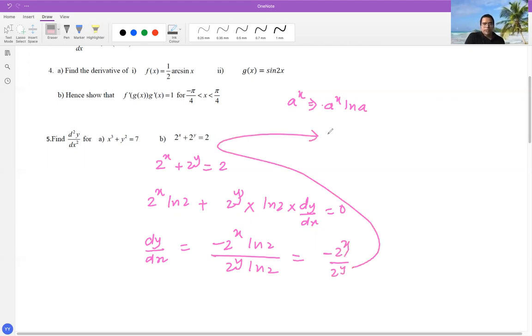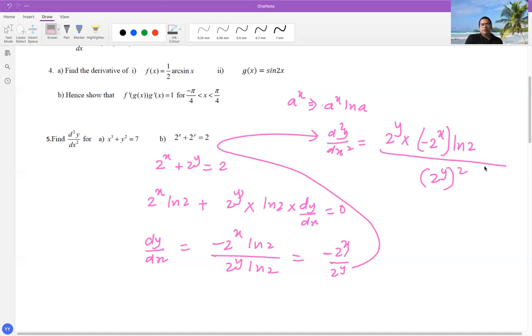Here it's much easier to apply the quotient rule straight away. So this is going to be 2 to the power y the whole square. It will be 2 to the power y into the derivative of -2 to the power x, which is going to be -2 to the power x times ln 2. And I'm just going to write down here, continued step is minus -2 to the power x as it is into the derivative of 2 to the power y, which is once again 2 to the power y ln 2 into dy by dx.